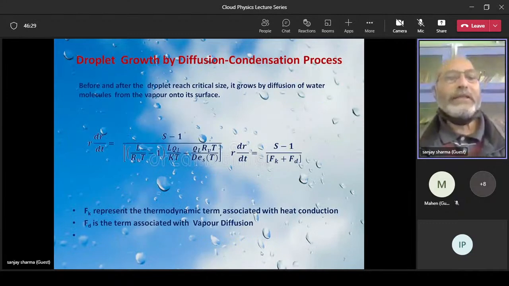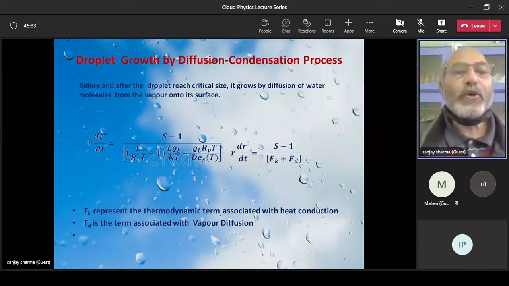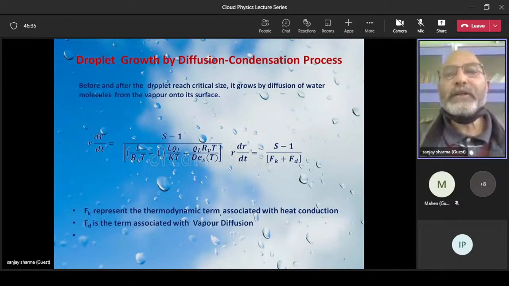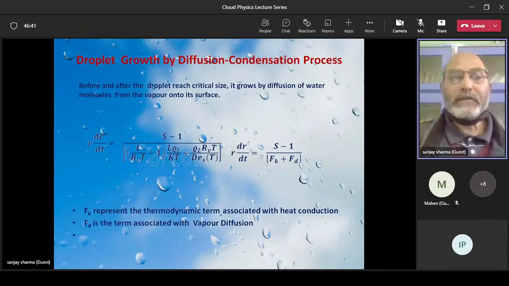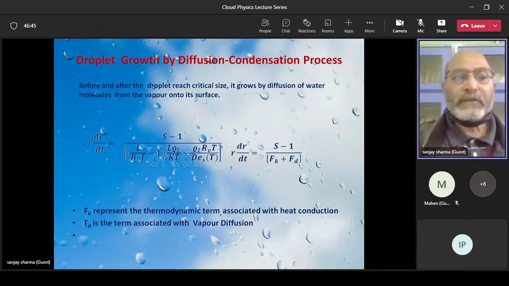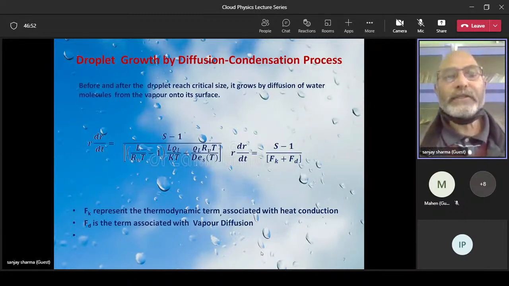Now, once it has attained the critical size, growth takes place by the diffusion condensation process. So here, this is the equation of growth of a water droplet with respect to time. It is a famous equation. It has been derived by using the diffusion equation for the steady state.